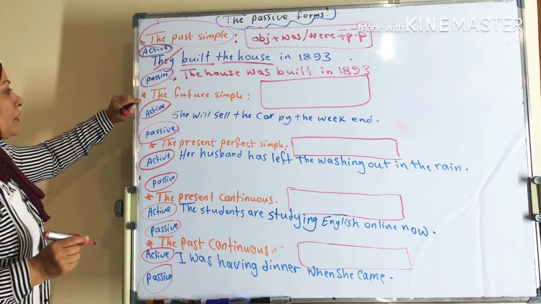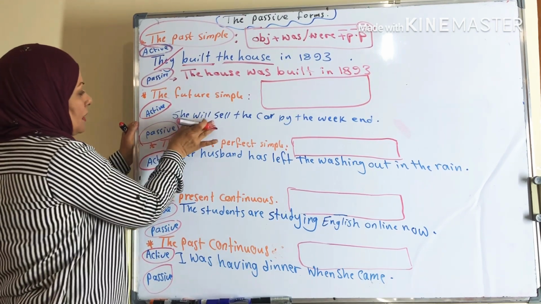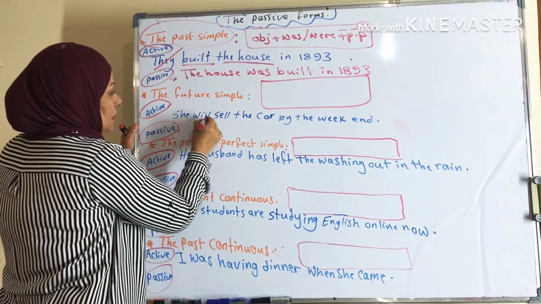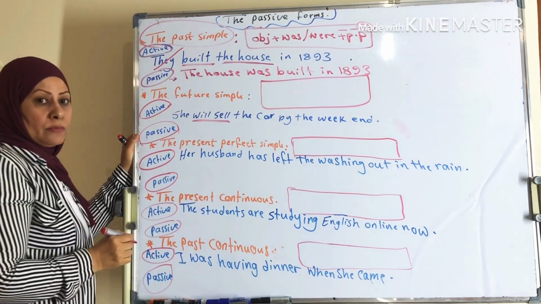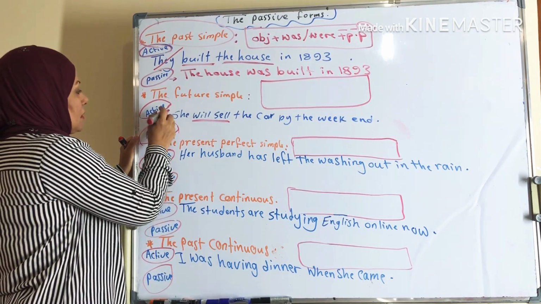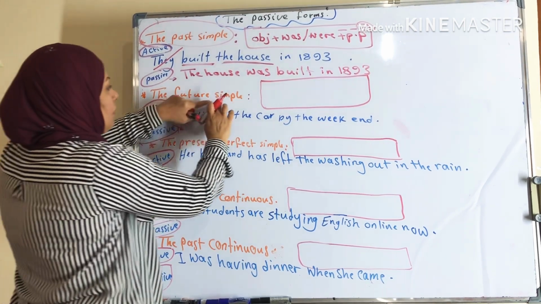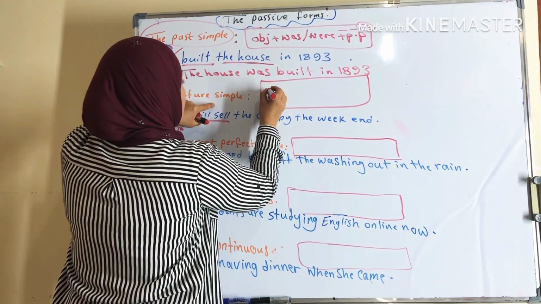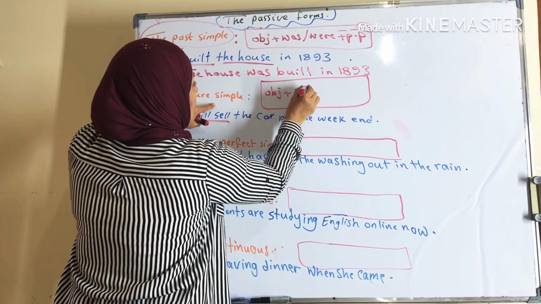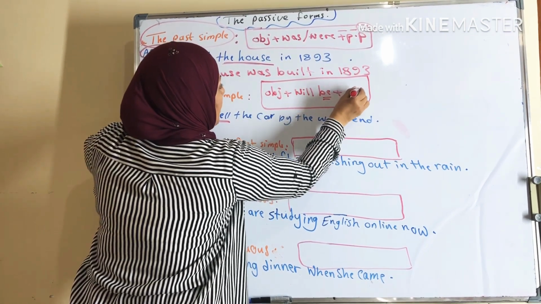The second one or the third one, we have the future simple. Again, we have a sentence. She will sell the car by the weekend. Future form. She will sell. Okay? This is the active sentence. I want to change it into passive, and I have a form in passive. So I have object plus will be. Here we have will be plus past participle.